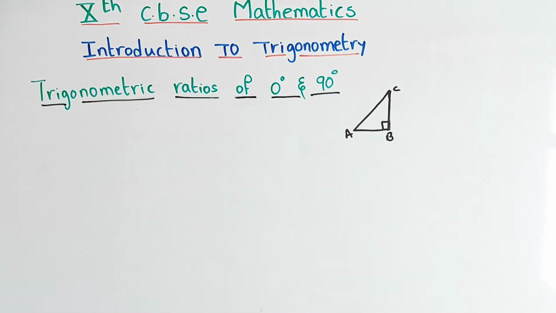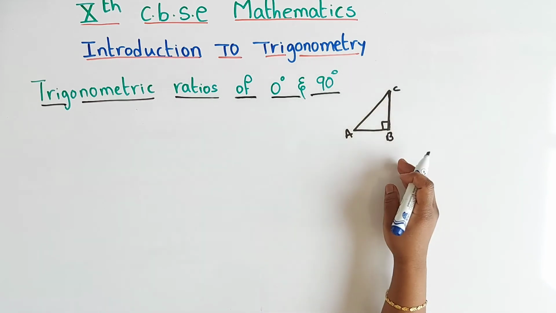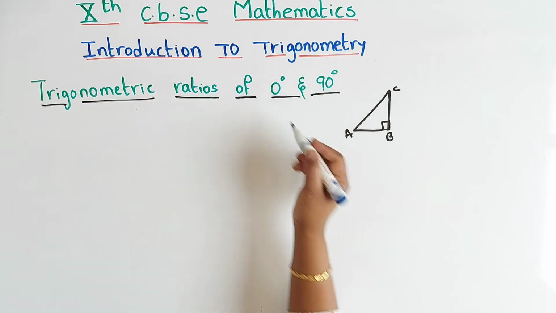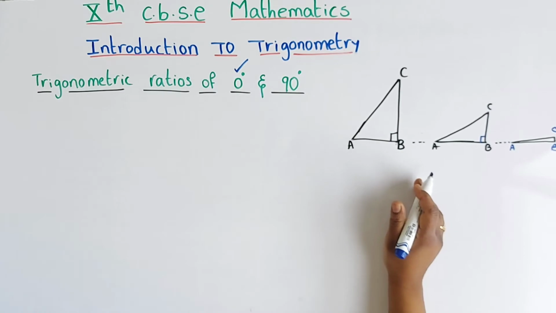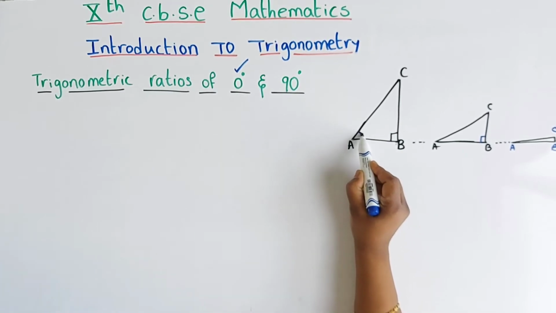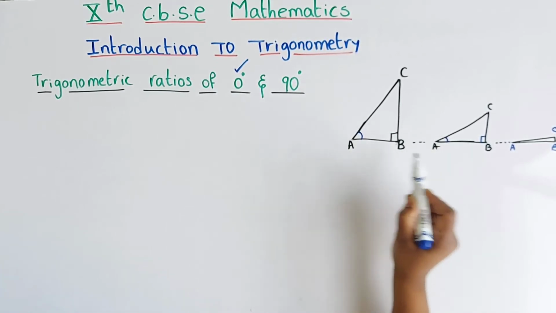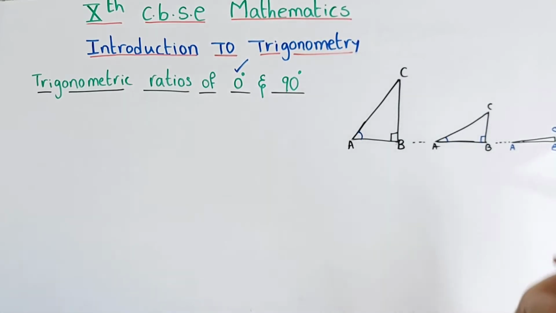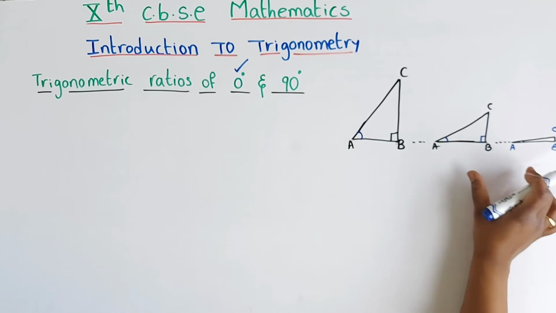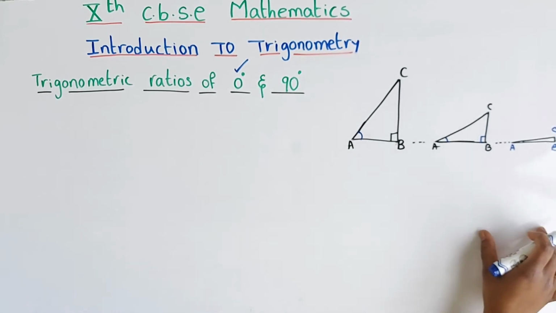Now trigonometric ratios for 0 and 90 degrees. First we will see for 0 degrees, children. Here we have the right angle triangle ABC. We want 0 degrees first, right? Here A should be 0 degrees, children. That means we have to reduce this angle. See, slowly after some steps A is almost near to 0. So after reducing A, we will write the measurements.